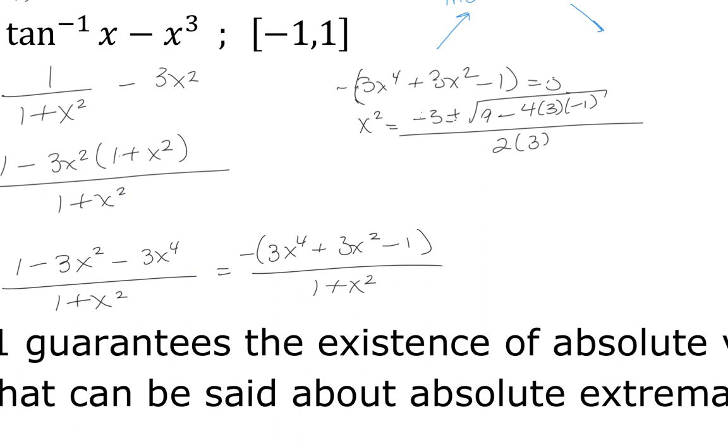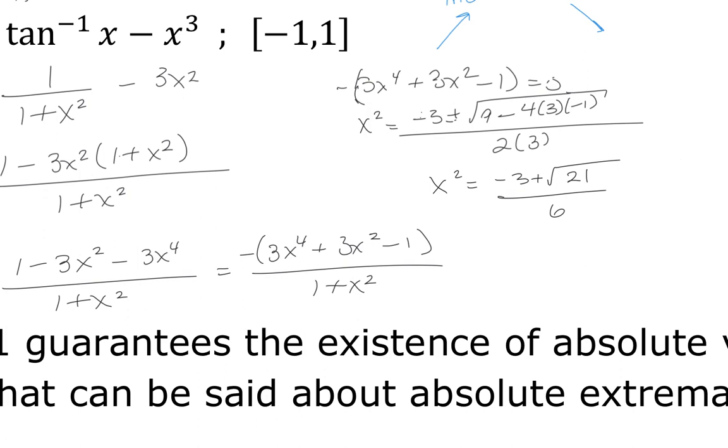Oh, this is not going to be a nice number. Okay, we can ignore the negative. The reason we can ignore the negative is because it's x squared that is equal to this, so I'm not going to worry about the negative part, so I only have the positive to worry about. So it'll be negative 3 plus, and then underneath the square root, I'm going to get 9 plus 12, which is 21, over 6. And for that, I'm going to need a calculator.